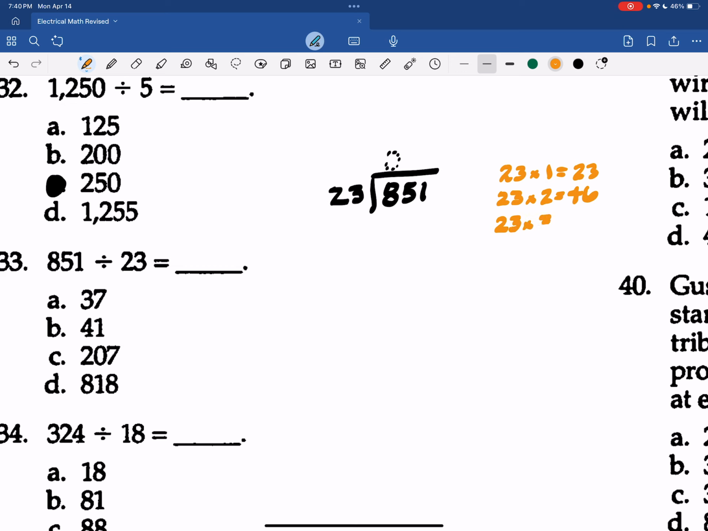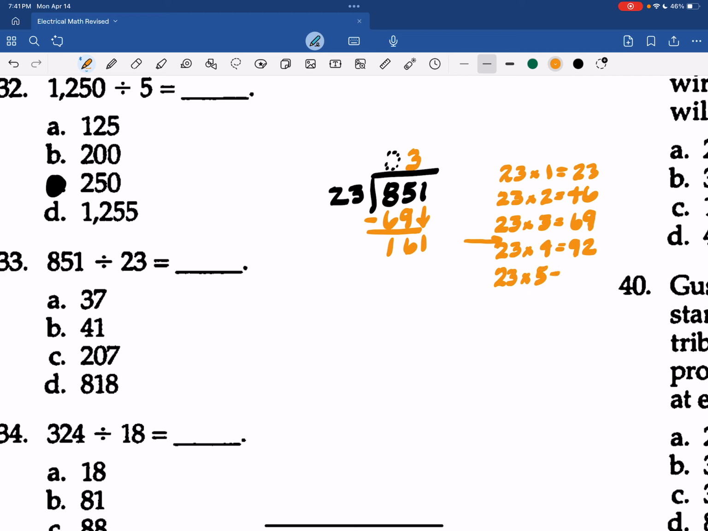23 times 3 is 69. 23 times 4 is 92? So I've gone over at that point. The answer I'm looking for is right in here. So we're going to say that it goes 3 times. And then I'll have to subtract here. 15 minus 9 is 6, and 7 minus 6 is 1. And then we bring this on down. And I'm going to have to keep going.